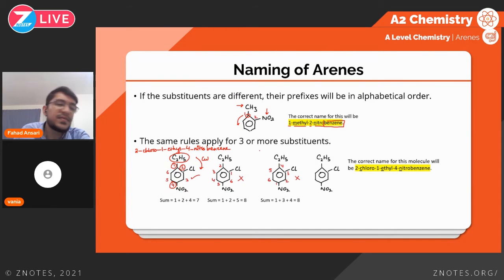So I have three different substituents at three different carbon atoms. They have to be placed in alphabetical order, and you have to place the correct number in front of them and ensure that the numbers yield the smallest sum. That's how you number the carbon atoms bonded to the substituents. And so naming of arenes is no easy task, right? The good news is that you will only ever get one mark questions out of this topic. But still, you should get the hang of how to do this.